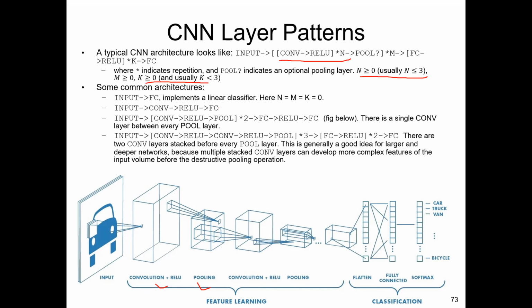Some common architectures: you may have a very straightforward single fully connected layer, a simple classifier. The figure shows this pattern: 2 conv ReLU pool, then 1 FC ReLU and 1 FC, then the last softmax. And you may have conv ReLU pool, so that's 2 conv ReLU layers before 1 pool, and you repeat it 3 times, and you have FC ReLU.